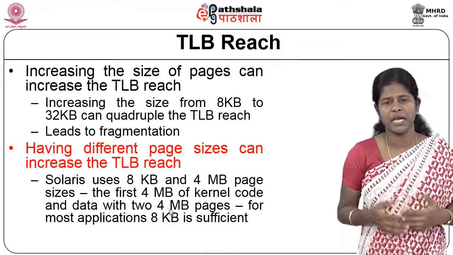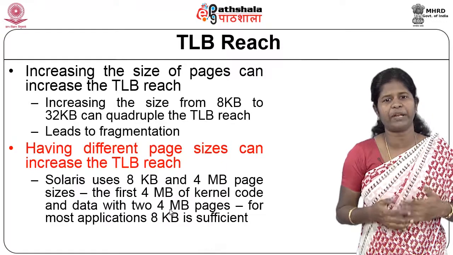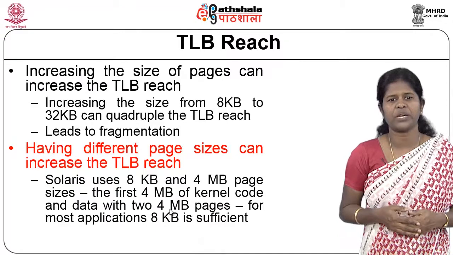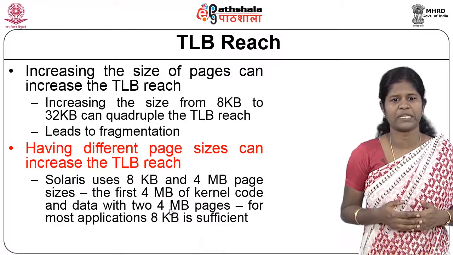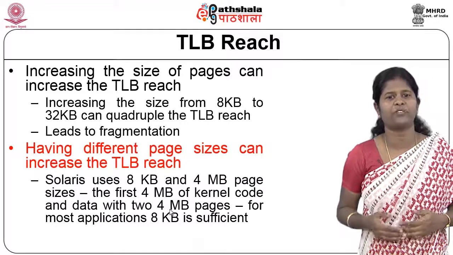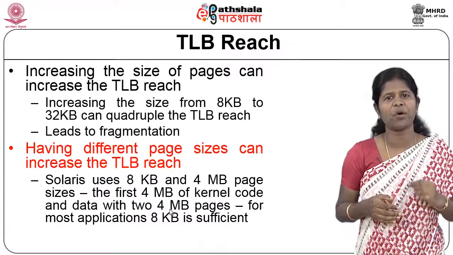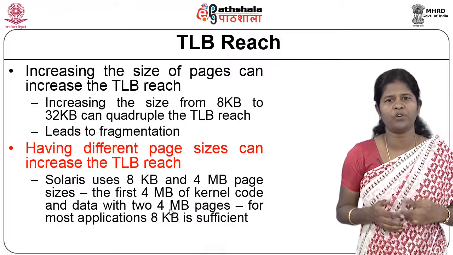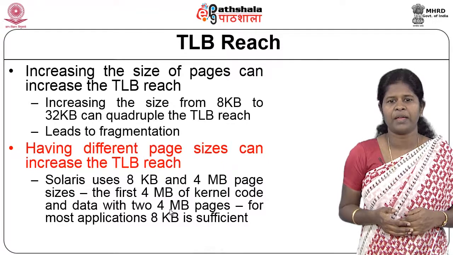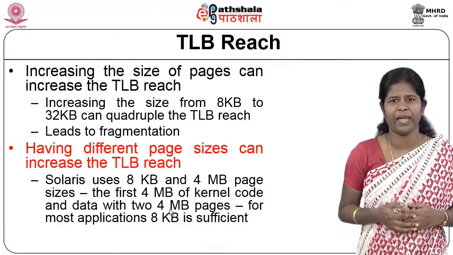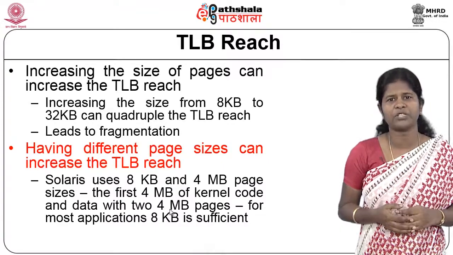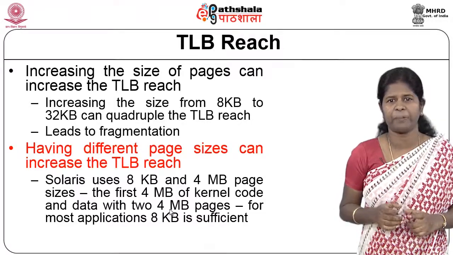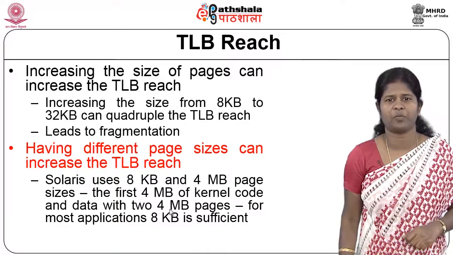And in certain operating systems, different page sizes are used so that you can increase the TLB reach. In Solaris, you have 2 different page sizes, one is 8 kilobyte and the other is 4 megabyte. For kernel code and kernel data, they are using 4 megabyte pages, and for most of the applications they are using 8 KB pages. So, it is also possible to have varied sizes for the pages rather than a fixed size for a page, so that you can improve the performance.